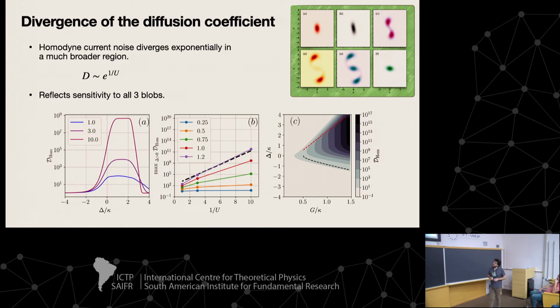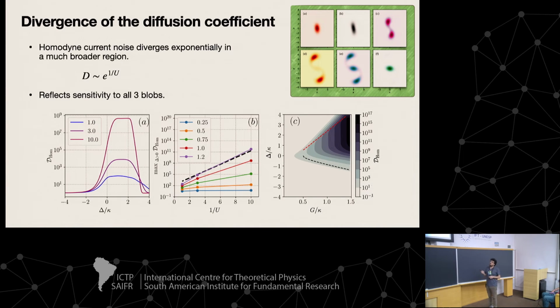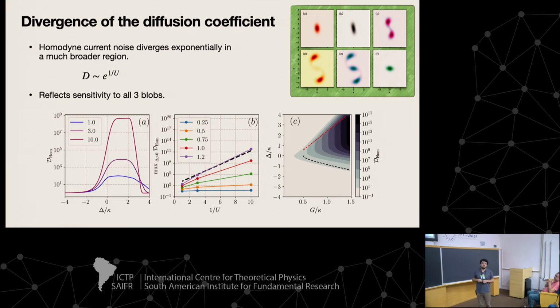OK, and this is what we get for the diffusion coefficient. We get that it actually diverges exponentially in the entire critical region. Now, we don't have a good physical argument as to why this must be so. But essentially, in the entire region, not only on the critical lines, it diverges exponentially in this way.